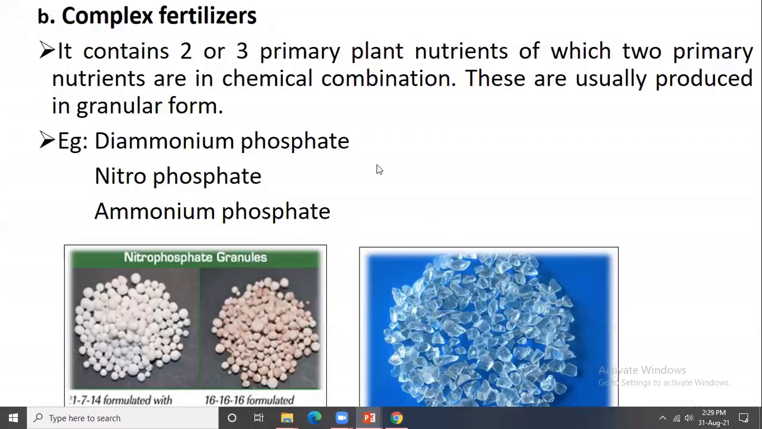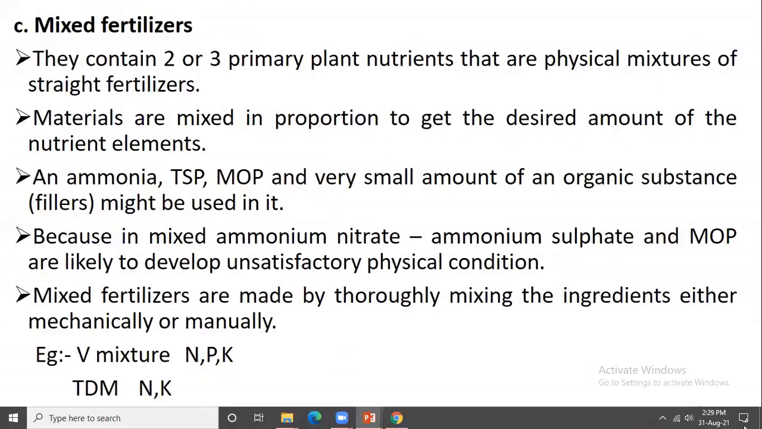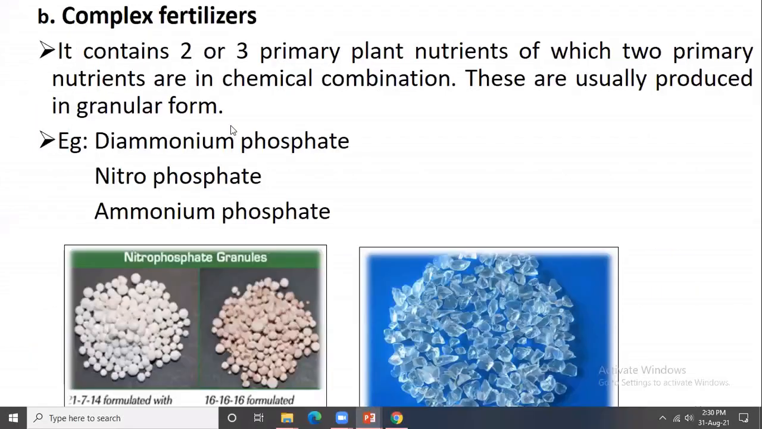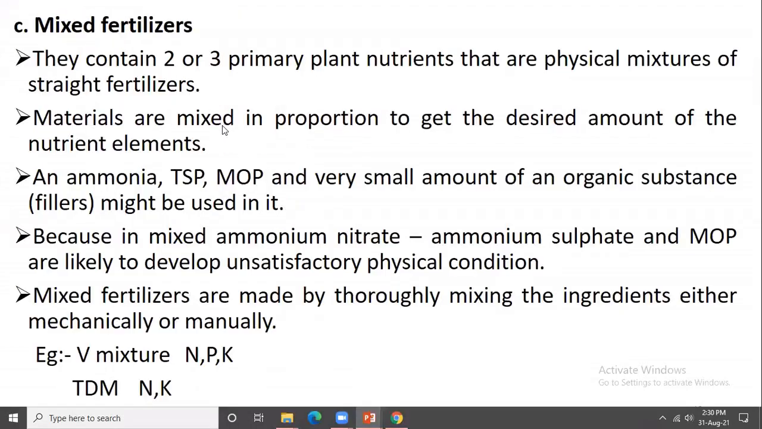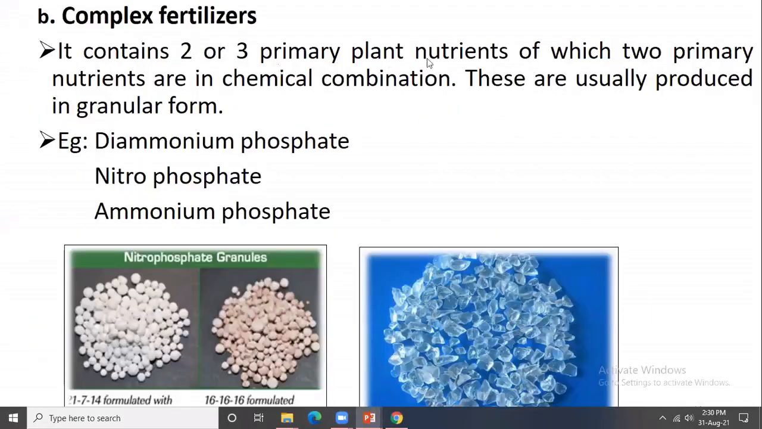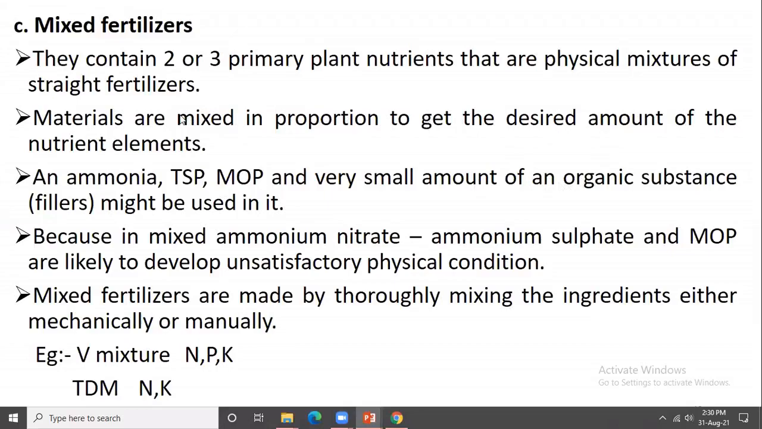Next one, we can see the mixed fertilizer. Here also it contains 2 or 3 primary plant nutrients, but in complex fertilizer they have chemical combination, but here there is no chemical combination. Here it is mixed manually, just a physical mixture of straight fertilizers. Complex fertilizer and mixed fertilizer both have 2 or 3 primary plant nutrients. But complex fertilizer has chemical combination, while here only physical combination. That's the difference between complex fertilizer and mixed fertilizer.